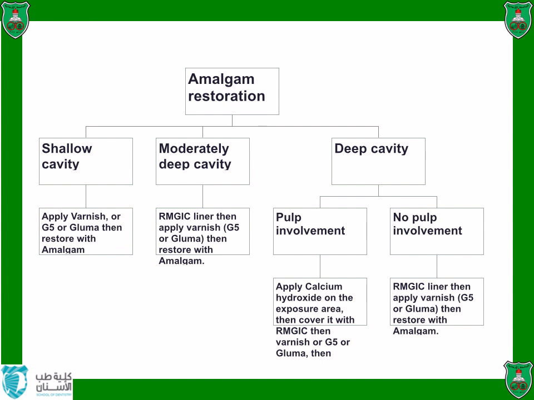If the cavity doesn't have pulp involvement, like in indirect pulp capping, then we will use resin modified glass ionomer material without calcium hydroxide, and then we will apply the varnish or Gluma, and then we will restore it with amalgam.